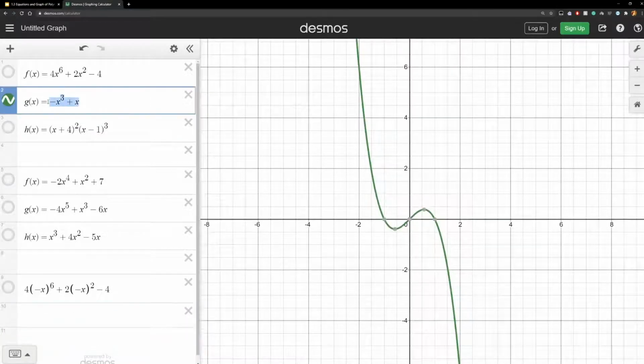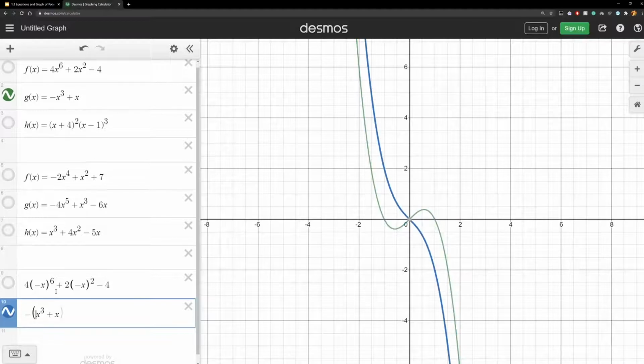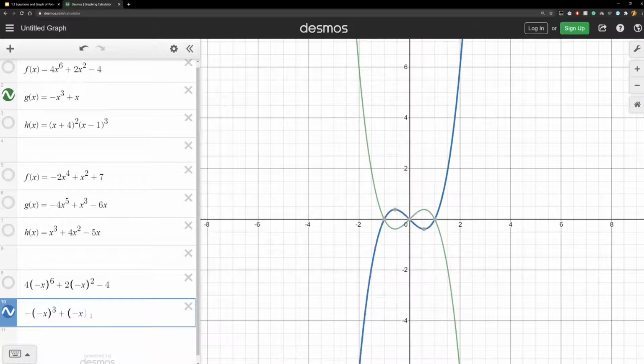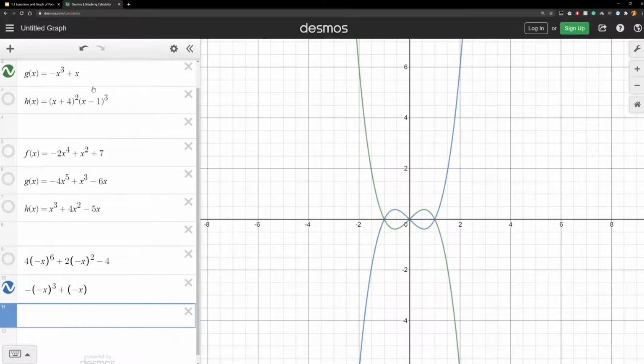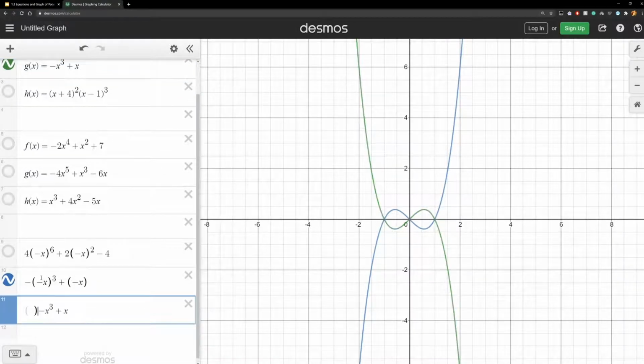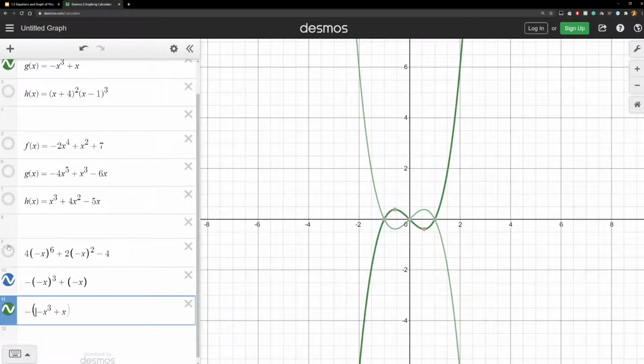So again, let's do the same thing. If it's odd, then it should be the same for negative x. Negative. And then negative. There you go. And then we need negative g of x. So let's post that in. There you go. So let's compare these two. We can see they're the exact same, therefore this one has to be odd.